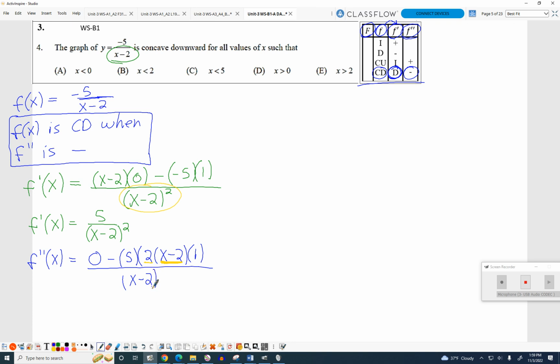I thought we did the denominator squared. We did when we found the first derivative, now we're on to the second derivative, so we're doing it again. Where did the 2 times x minus 2 come from?